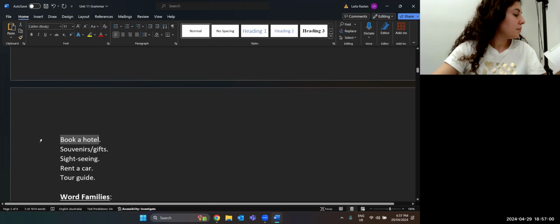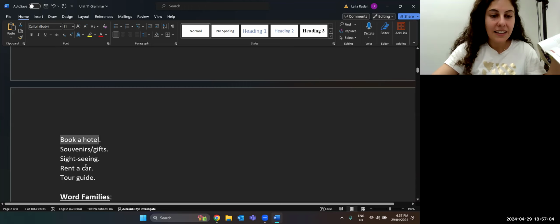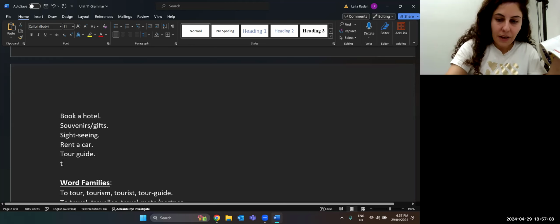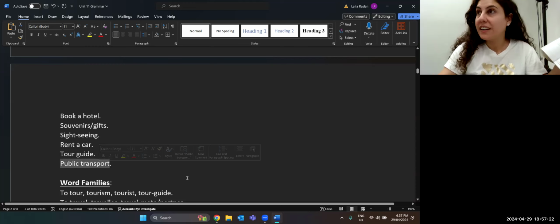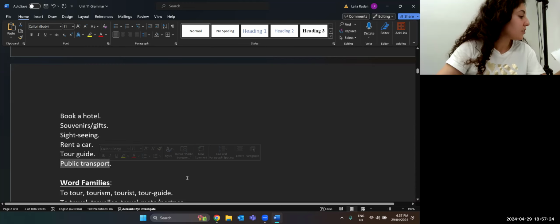Do you use public transport? Yeah, I like to see how locals go around in their public transport. And of course, because it's cheap. So yeah, I do use public transport. Maybe the bus, the train. Yeah, I use public transport.